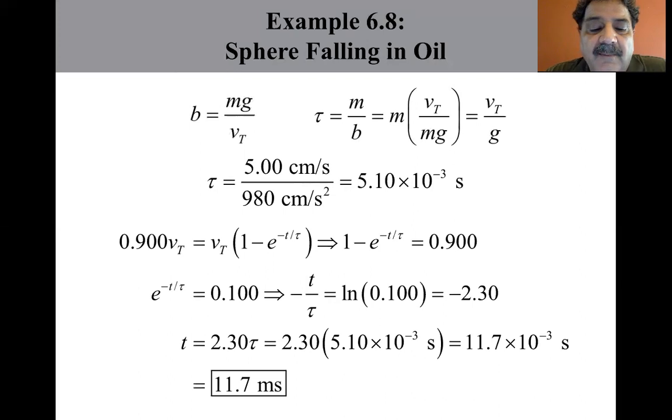11.7 milliseconds. You should have also seen this behavior if you perform the activity with the marble and the shampoo. Because of the short time interval required to reach terminal velocity, you may not have noticed the time interval at all. 11.7 milliseconds is pretty short. The marble may have appeared to immediately begin moving through the shampoo at a constant velocity.